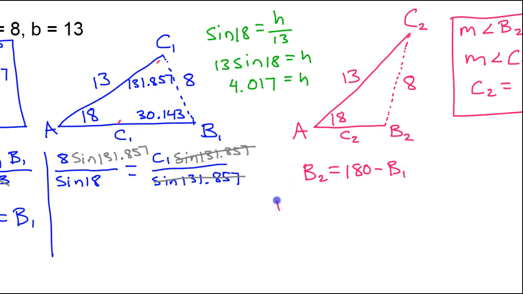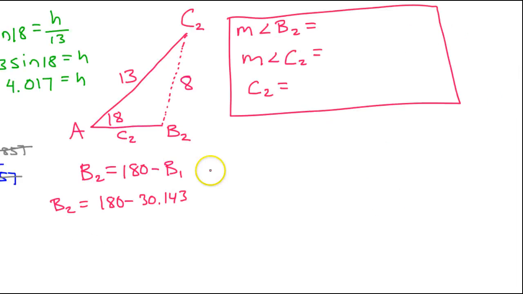Okay, so that's why in order to find angle B2, I'm just going to do 180 minus 30.143. So that turns out to be 149.857. So to find angle C2, I can just subtract these two from 180. So that turns out to be 12.143.